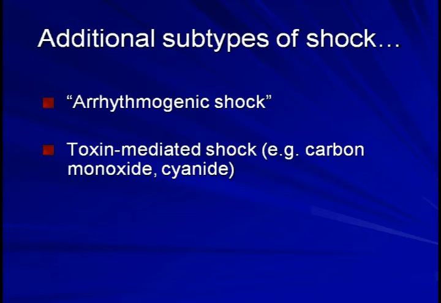Next is toxin-mediated shock, referring almost solely to the toxins of carbon monoxide and cyanide, both of which can lead to impaired oxygen delivery and/or utilization through mechanisms not requiring low blood pressure. Because both of these additional subtypes have unique mechanisms and very specific treatments, we won't discuss them more during this particular lecture.